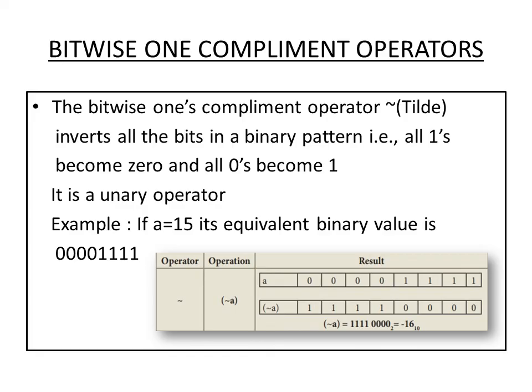Next is bitwise one's complement operators. Here it's the same as the logical NOT. It just inverts the values from ones to zeros, and zeros become one. We use the tilde or one's complement operator to recognize it. Here tilde A's value is 15 with its binary value this much, and with tilde A, each zero and each one gets inverted, and we get a new binary value.